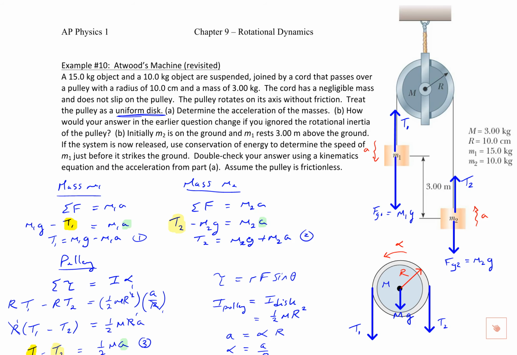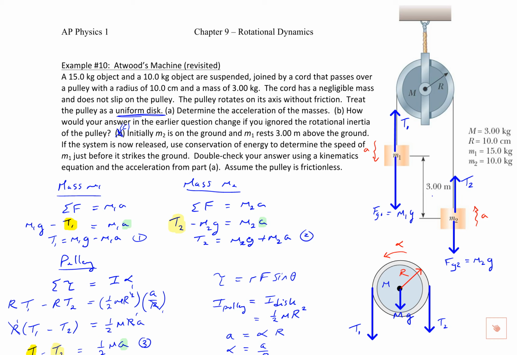And I've mislabeled this. This should be not a B, but should be part C now. So let's say M2 was initially on the ground and M1 was at rest 3 meters above it. And if the system were released, use the conservation of energy method to determine the speed of M1 just before it strikes the ground. Now, it says also to double check your answer using kinematics equations and the acceleration from part A. Let's show that part first.